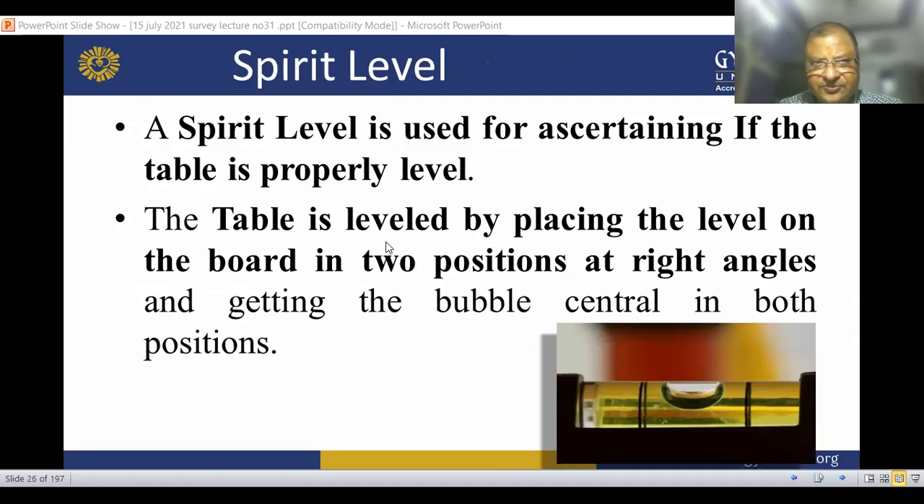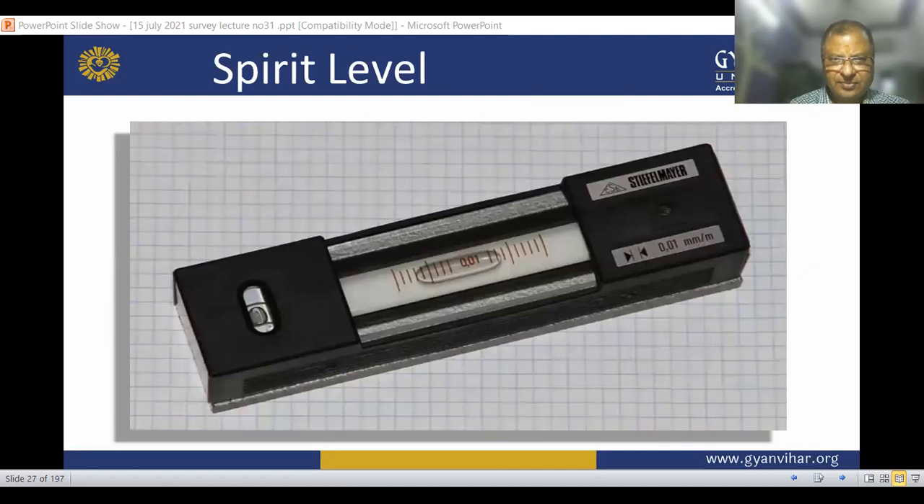Now, a spirit level. A spirit level is used for ascertaining if the table is properly level, and the table is leveled by placing the level on the board in two positions at right angles and getting the bubble central in both positions. Now the spirit level.